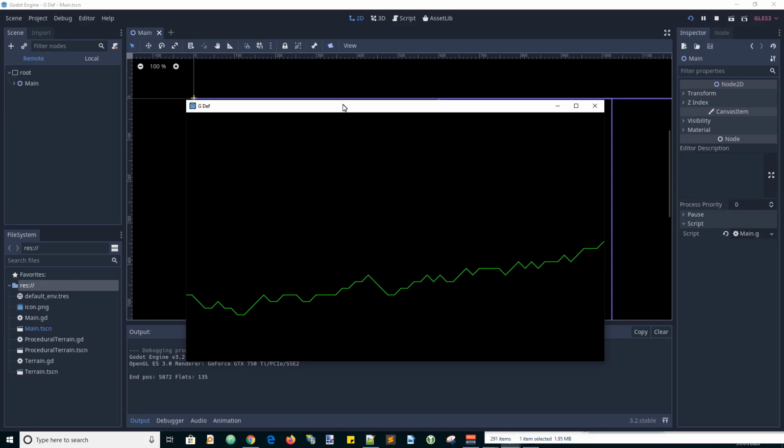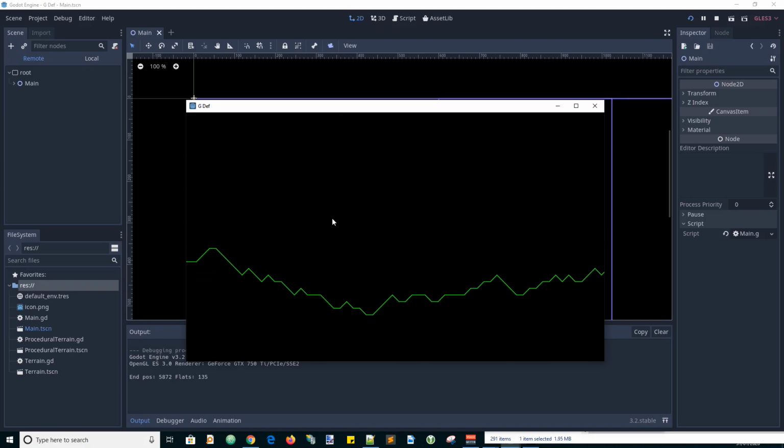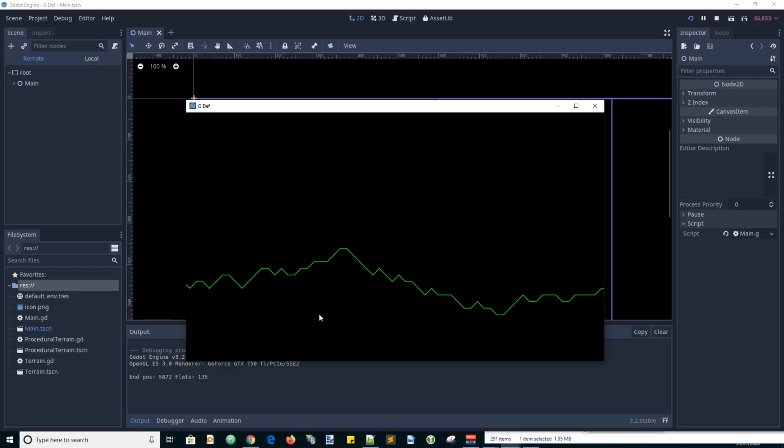And there's going to be a lot of coding stuff, algorithms and procedural, that is the key word for this one.